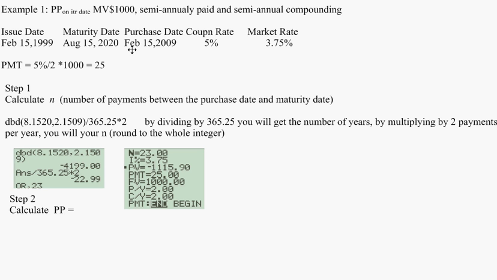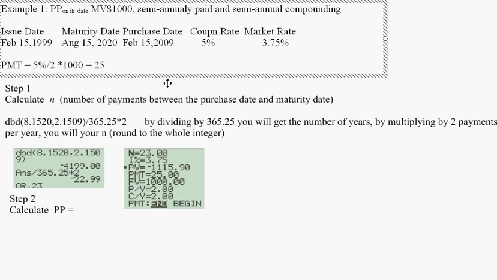Purchase date is February 15th, and the coupon rate is 5% and market rate is 3.75%. The coupon amount is going to be 5% divided by 2 times $1,000 of maturity value. That will be $25 every 6 months.